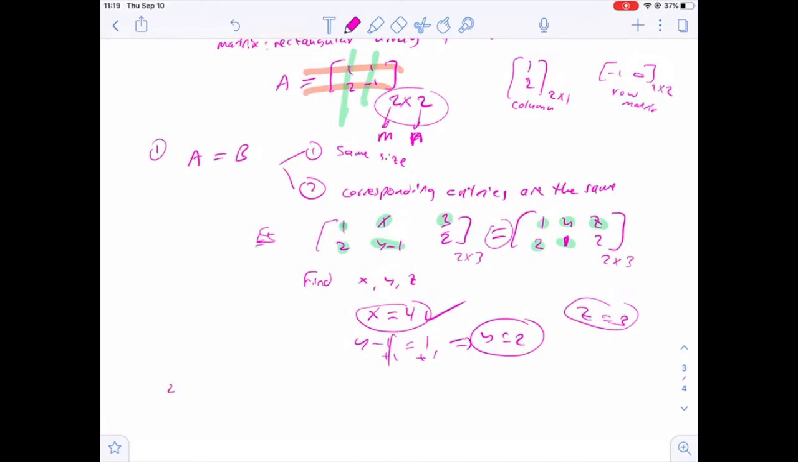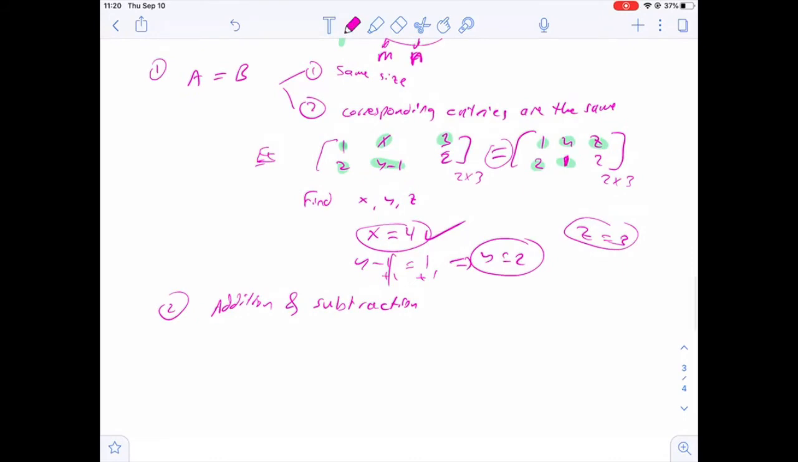Now we have addition, how to add 2 matrices. Addition and subtraction. So to add or subtract, first we ask when can we do that. When? If they have the same size. And how? By adding or subtracting corresponding entries.